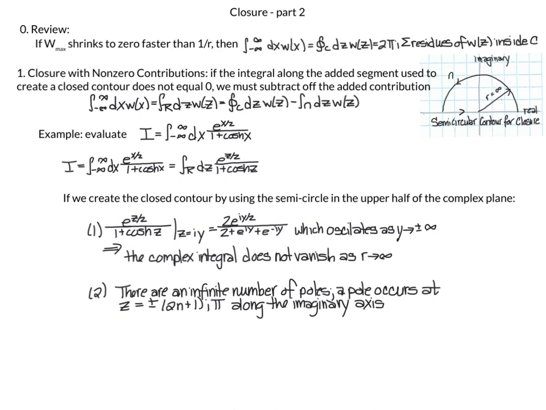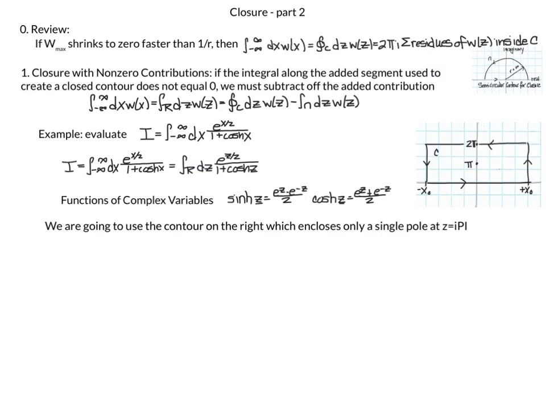The second problem is there are an infinite number of poles. In other words, this function becomes infinite, or diverges, anytime z is equal to plus or minus (2n plus 1) i pi, which means all the poles are along the imaginary axis and will give us problems. To solve this, we're going to use this contour here, which encloses only a single point at z equals i pi, the first positive one.